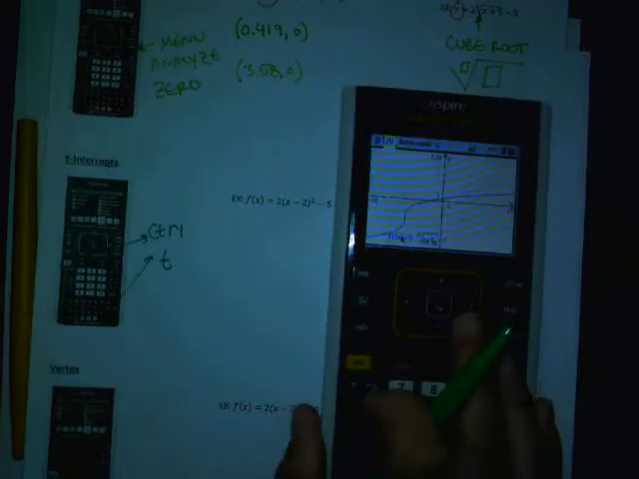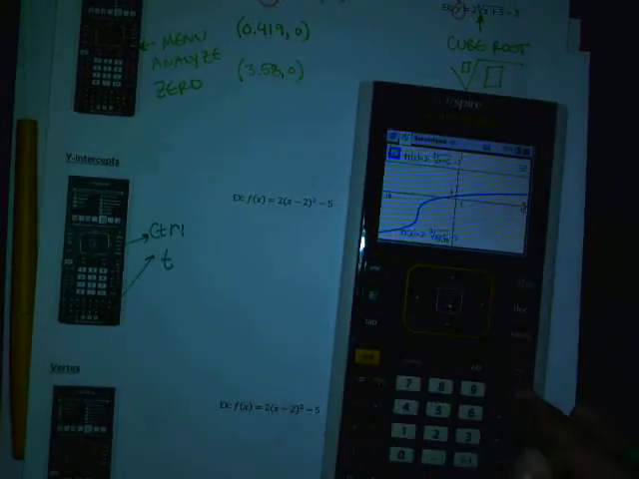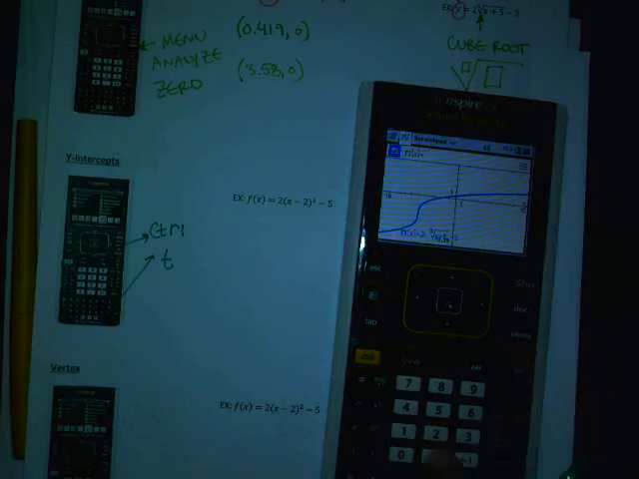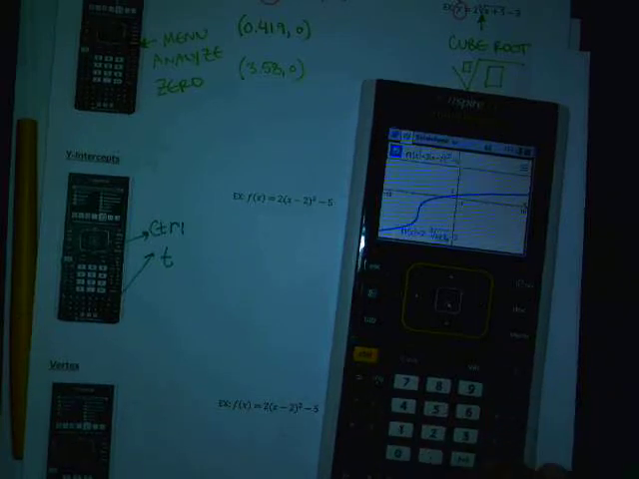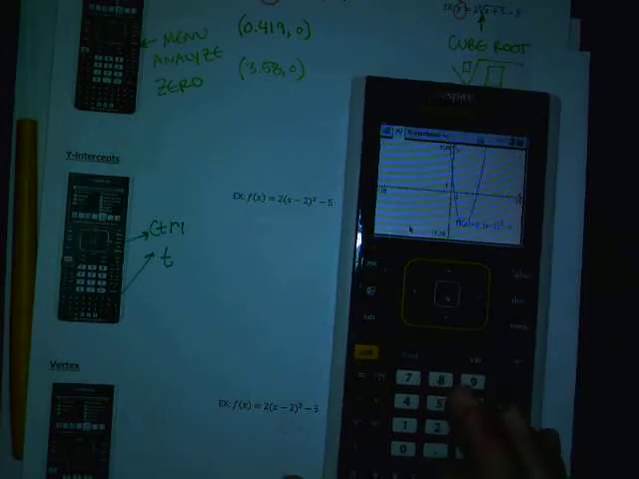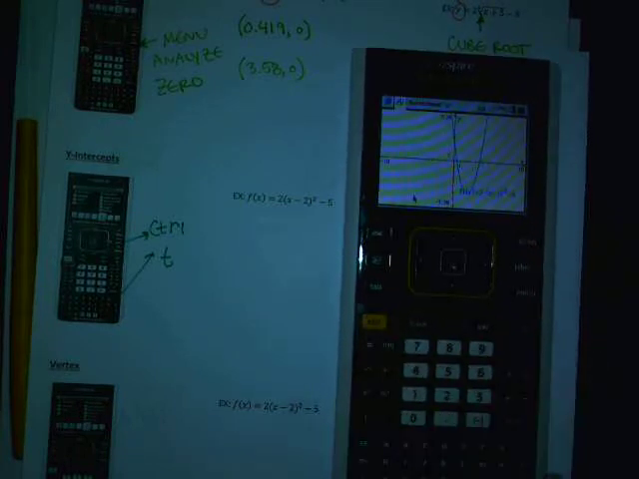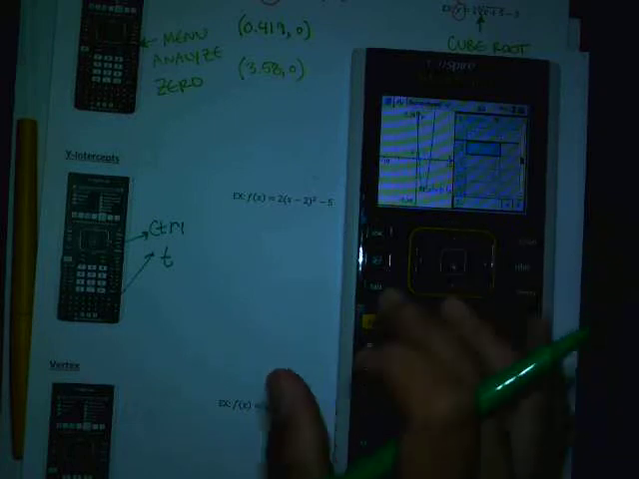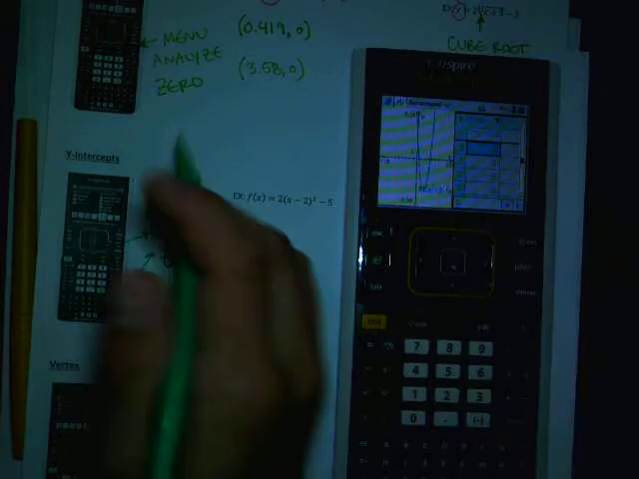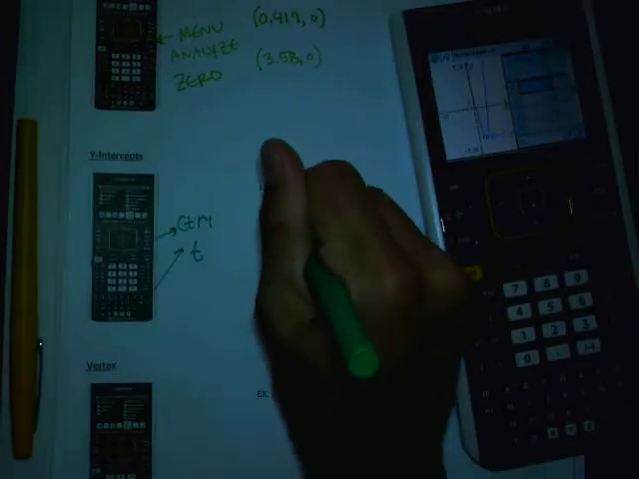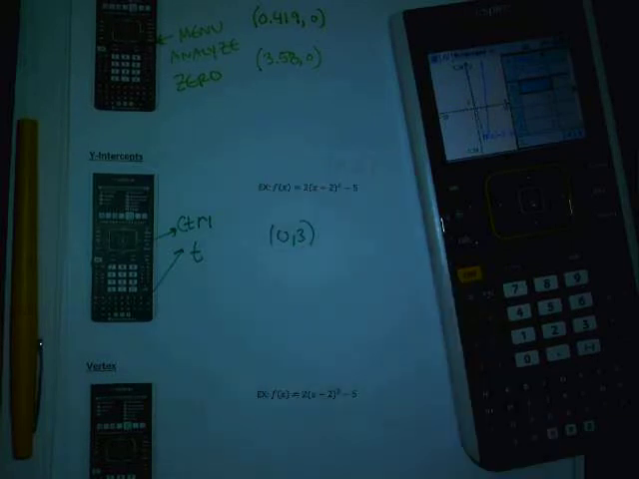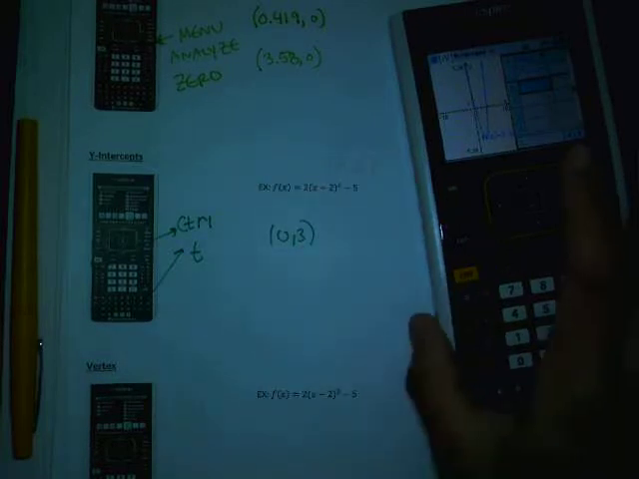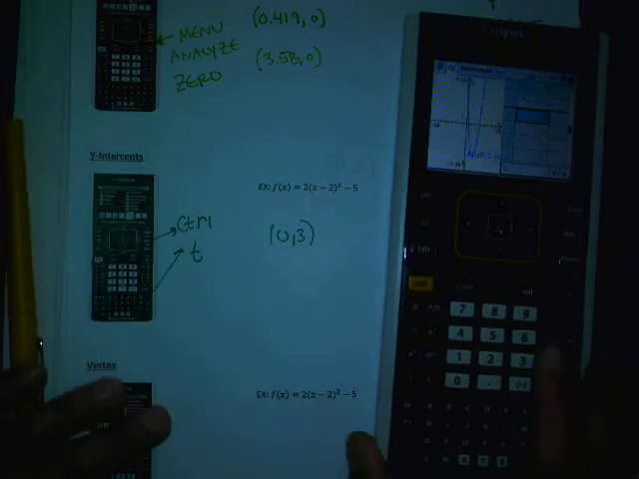So if I want to do this other example, tab, go up, let's edit this. 2x minus 2 squared minus 5. And then Control T, go up to when x is 0. 0, 3 is this y-intercept. And then Control T will get rid of your table.